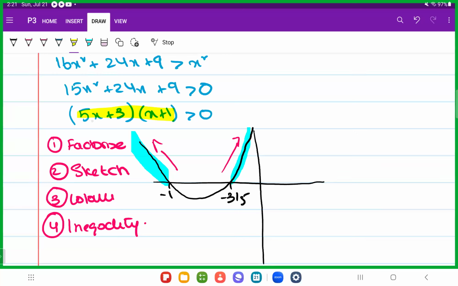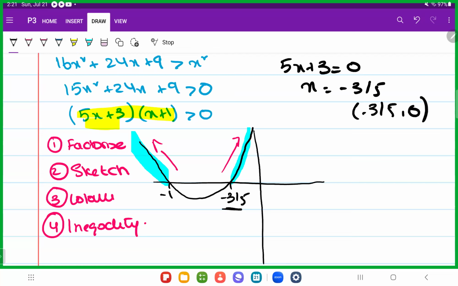From this, I know that if I do 5x plus 3 is equal to 0, x is minus 3 upon 5. So I have minus 3 upon 5 over here, minus 3 upon 5 and 0. This is one value, one factor. And the second factor is x is equal to minus 1. So minus 1 and 0. Once you have plotted that, you just make your diagram. And then you have to color.